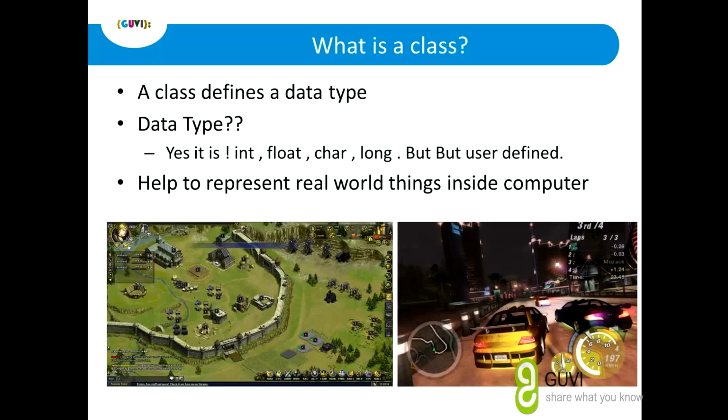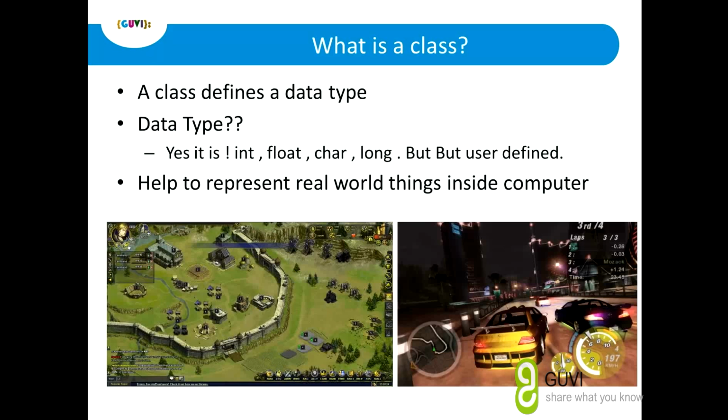Data types are nothing but the basic types that we use, like integer, floating point, that is decimal, character, long, double, and so on. Similarly, a class is also a user defined data type. It is not predefined, so it is custom made, like a custom made race car built for your own purpose. And finally it defines the real world objects inside your programming.